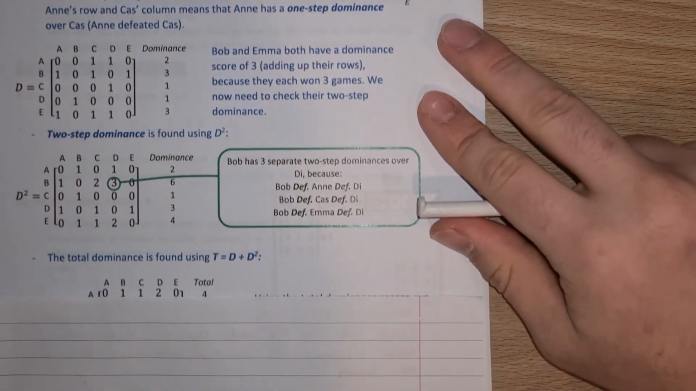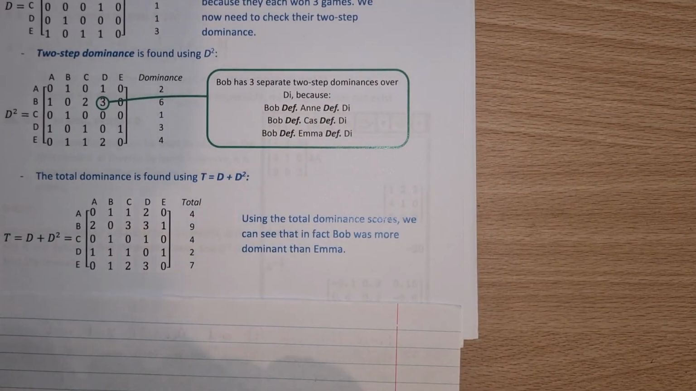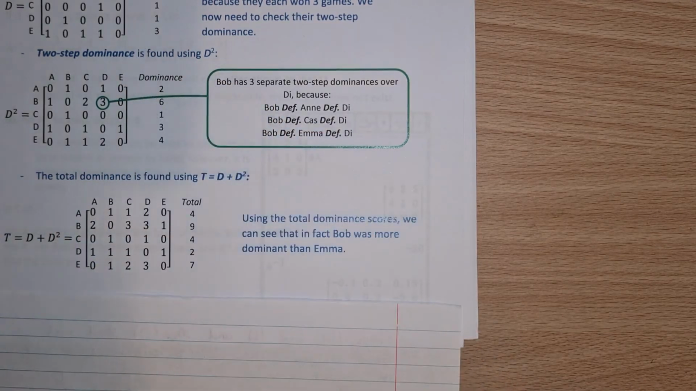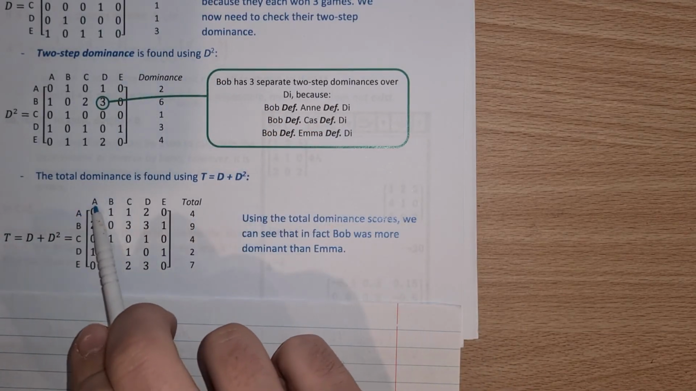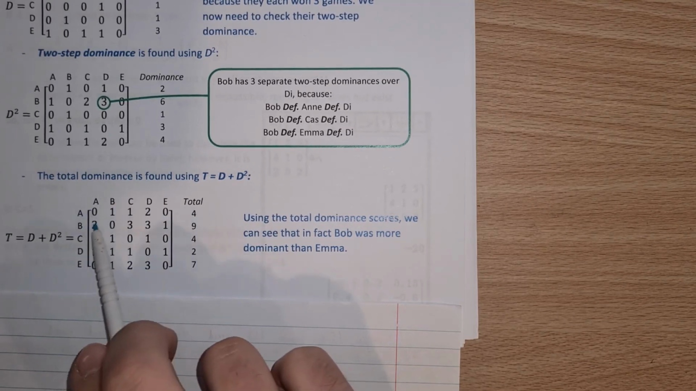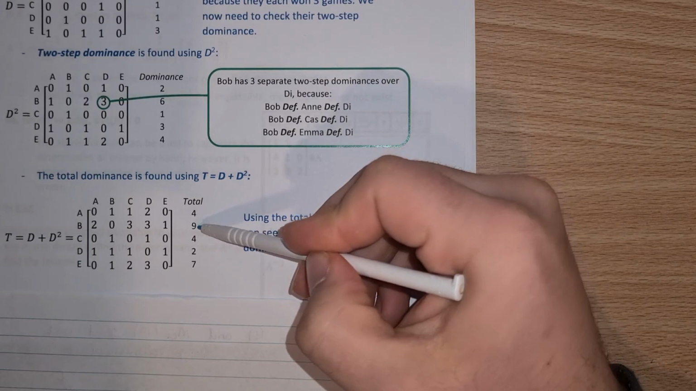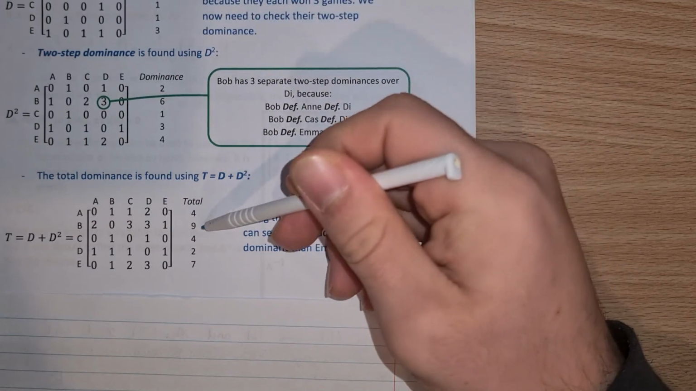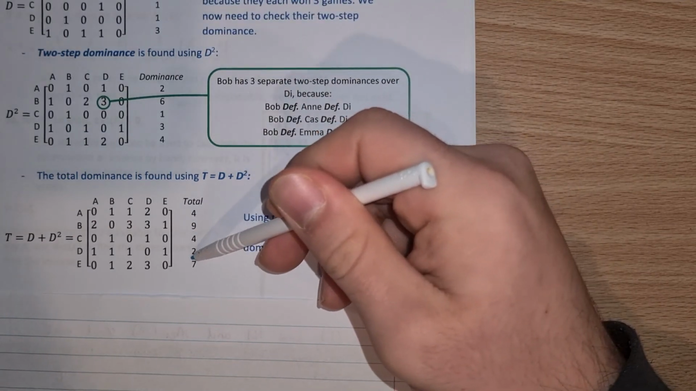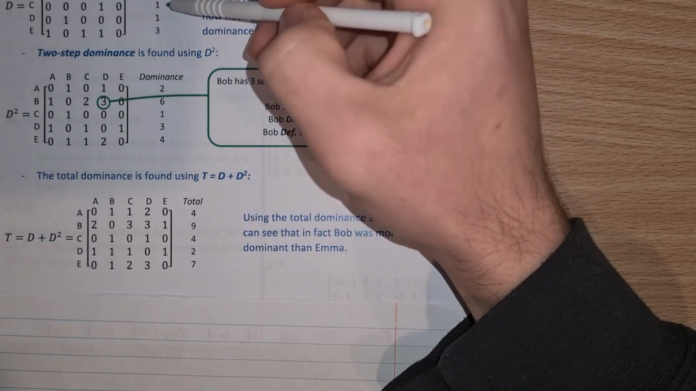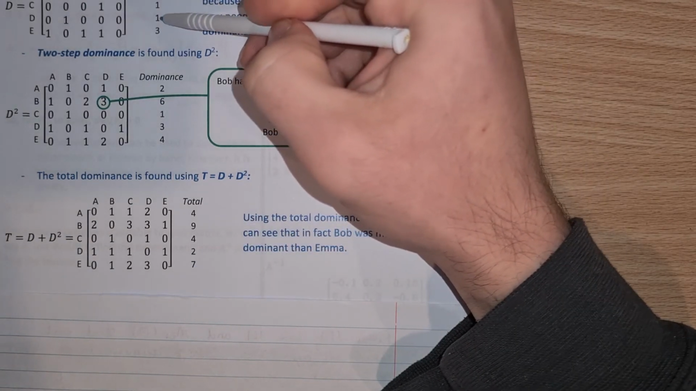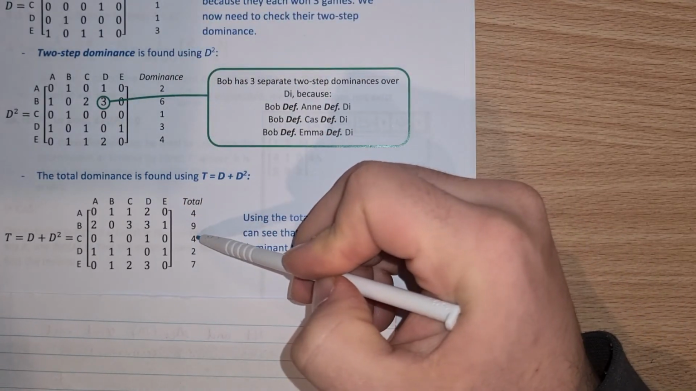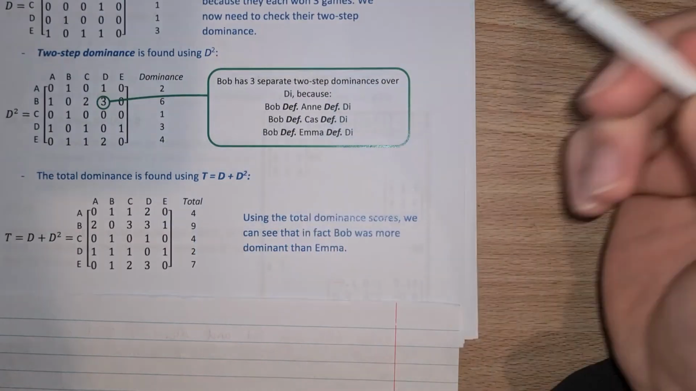Now again, just as in the communication matrices, we can get the total dominance by adding up D and D squared. So when we add these 2 matrices together, and then find the dominances by summing the rows, we can actually rank them a lot better as opposed to the one-step dominance. So Bob is clearly the most dominant. He is more dominant than Emma. Also, what we had before is that Cass and Dee had only won one game, although when we check their total dominances, we can see that Cass is actually more dominant than Dee.